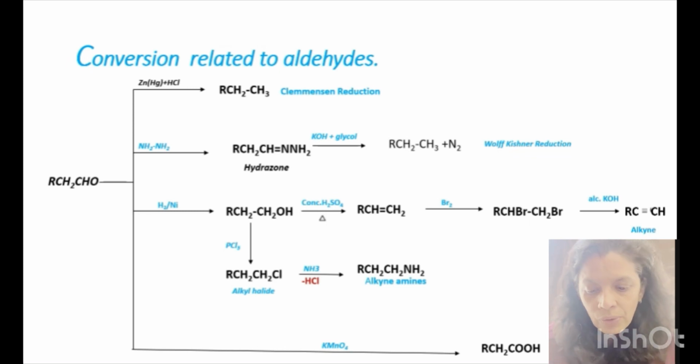But if alcohol when treated with PCl5, it will form alkyl halide. Alkyl halide on further treatment with ammonia will give rise to the alkyl amine. But if you treat aldehyde with KMnO4, you will get an acid, that is carboxylic acid. Remember, the number of carbon atoms remains same in this case.